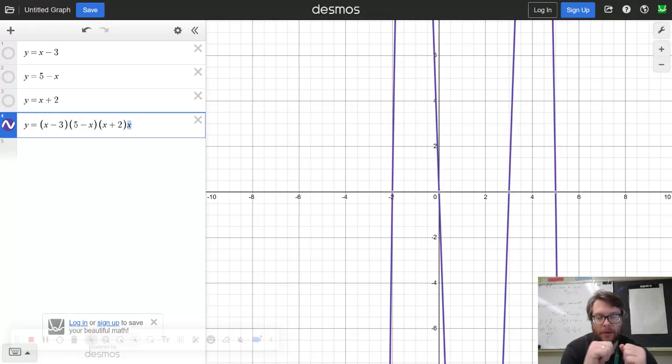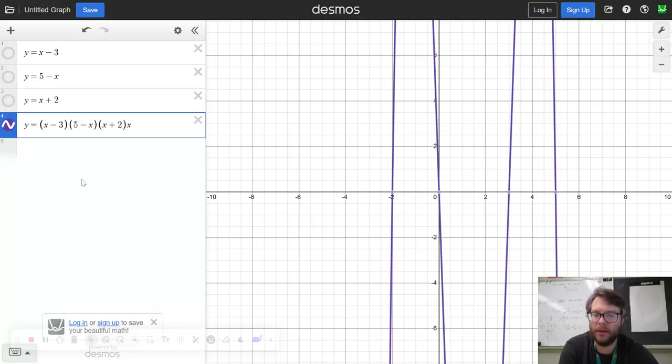Okay? So because every multiplication problem that equals 0 must have a 0 in the multiplication problem. It must be 0 times something or something times 0. When we have a polynomial in factored form, to find the x-intercepts, we just think what makes each factor equal 0.